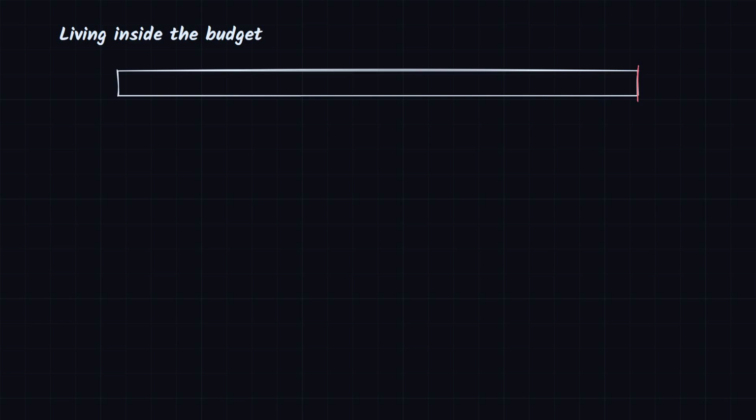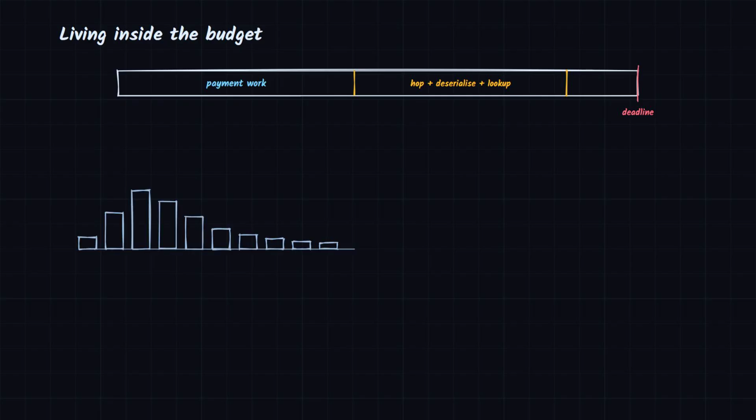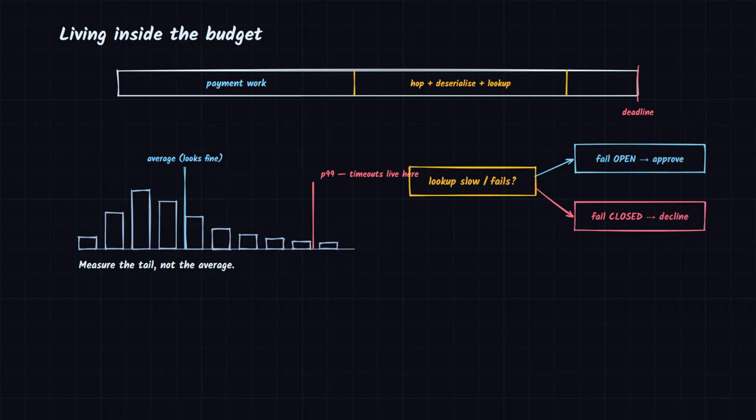Last thing, and it is the one that makes this design honest. The lookup is not the only cost. There is the network hop to Redis, the deserialization, and whatever the authorization service does around it. And that all has to fit in the window alongside the actual payment work. So you measure it, and you measure the tail, not the average. Because the average is a comfortable lie. The transactions that time out are living in your 99th percentile, not your mean.